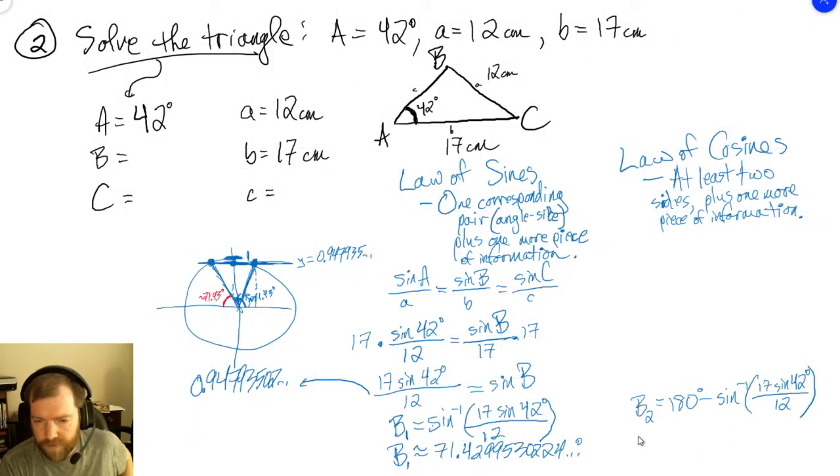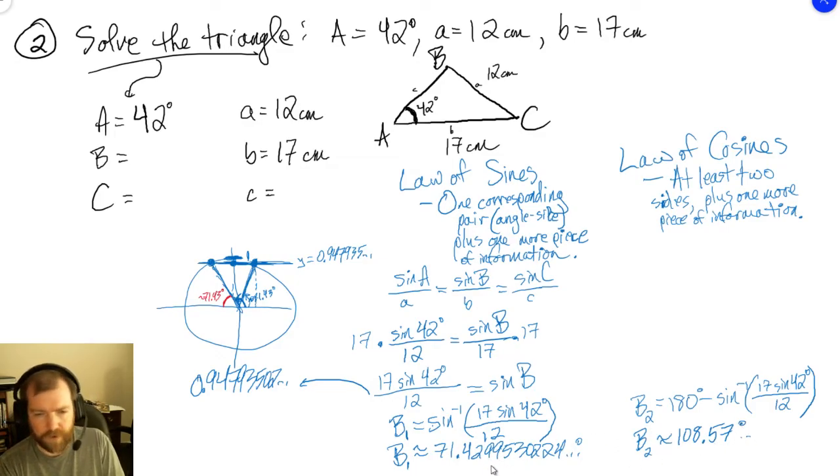And in doing so, B2 will be approximately equal to 180 minus that B that we found, which is 108.57 degrees. Again, very approximately, because of the zeros here, because of the nines here, this is why we get zeros down over on the other side.